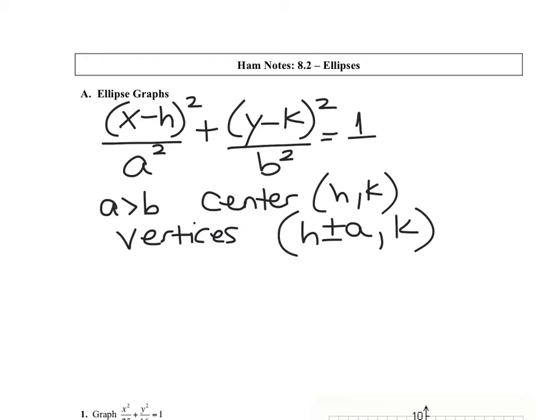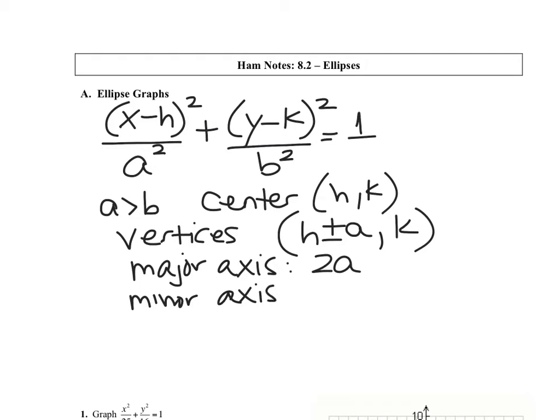All right, the major axis has a length of 2a. The minor axis has a length of 2b. If a and b are equal to each other, you get a circle.